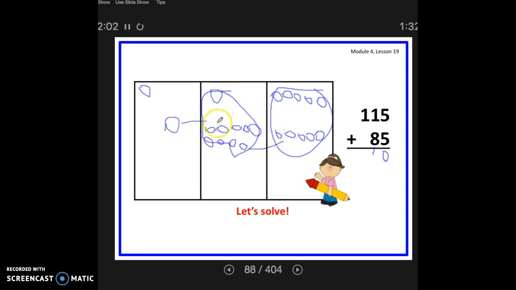Okay, how many do I have here? 10. So I put my 0, and I put my 1 here in my hundreds place to show that I bundled. And how many do I have left in the hundreds place? I have 2. 1 plus 1 equals 2. So our answer is 200.